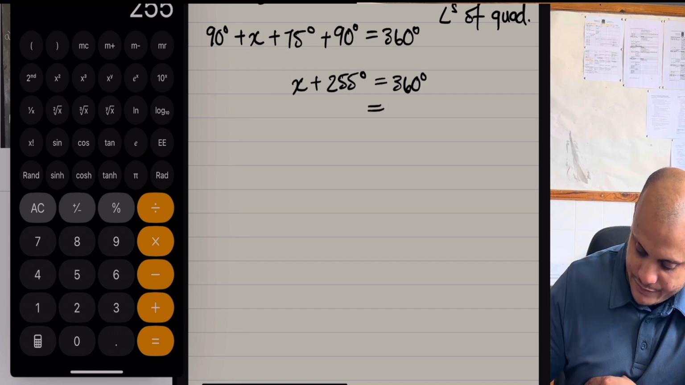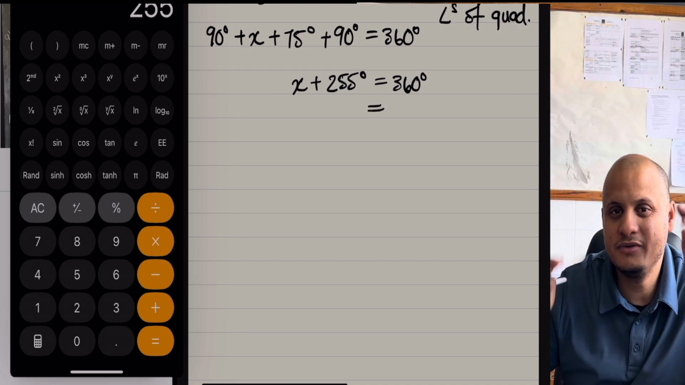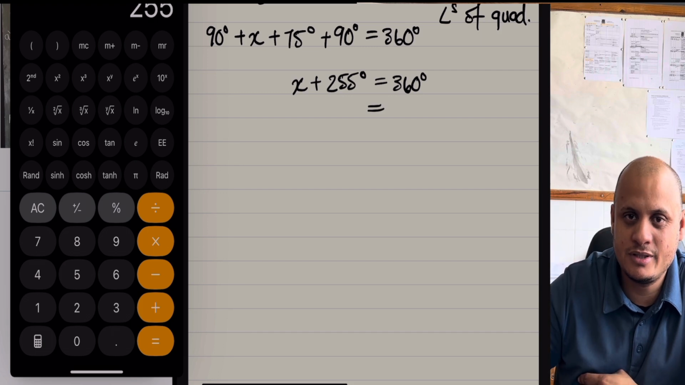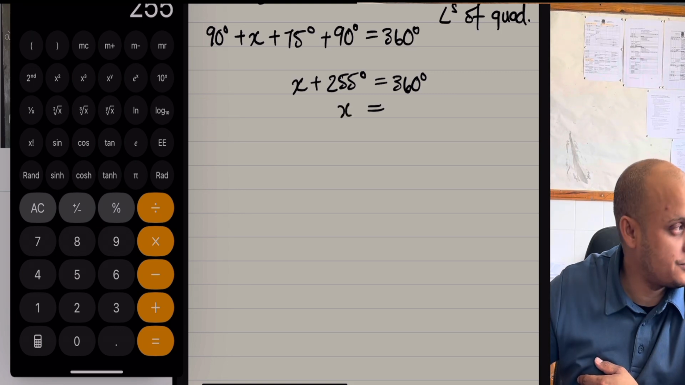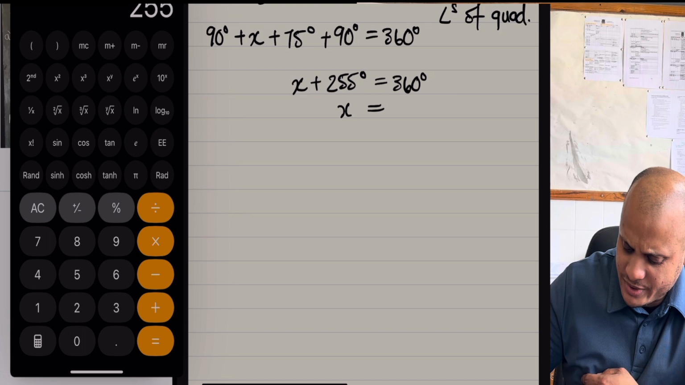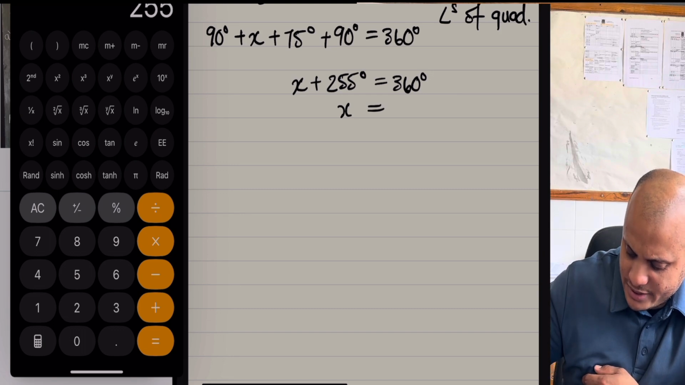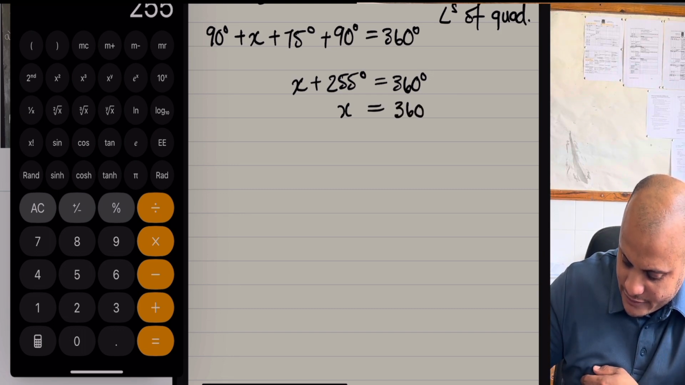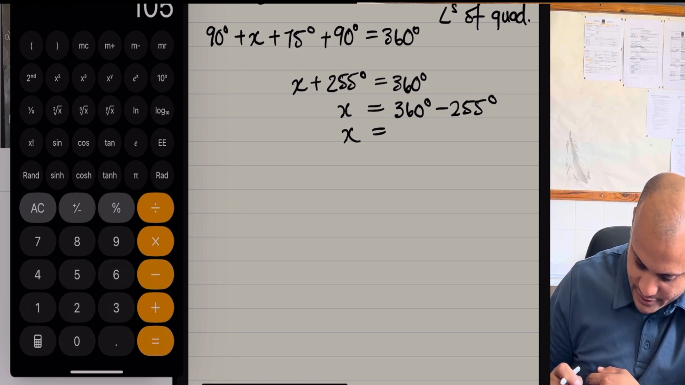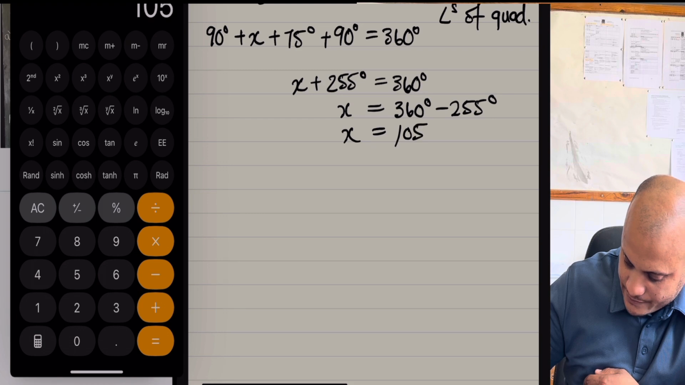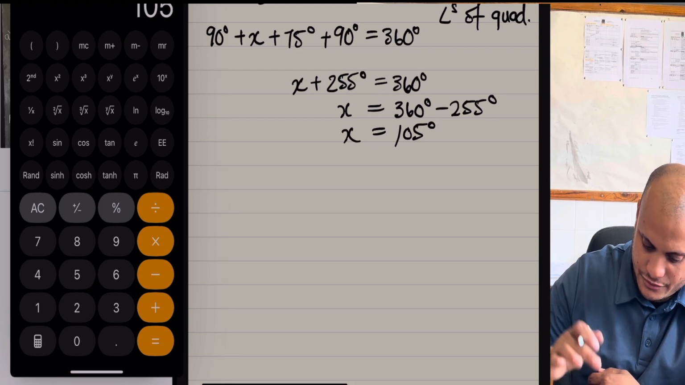Then what I'm doing is subtracting 255 degrees from both sides of the equation. So that obviously means that 255 will be taken away from the left hand side to make it 0, and on the right hand side I have 360 degrees minus 255. On my calculator, 360 minus 255 gives me 105 degrees.